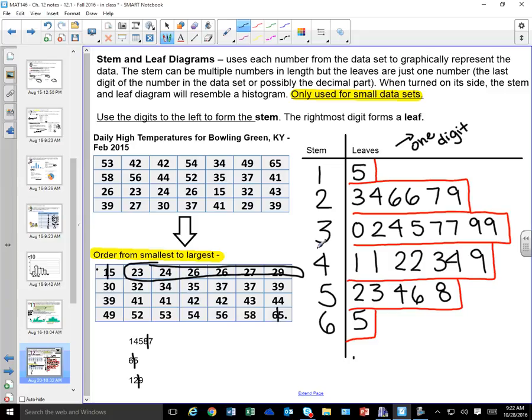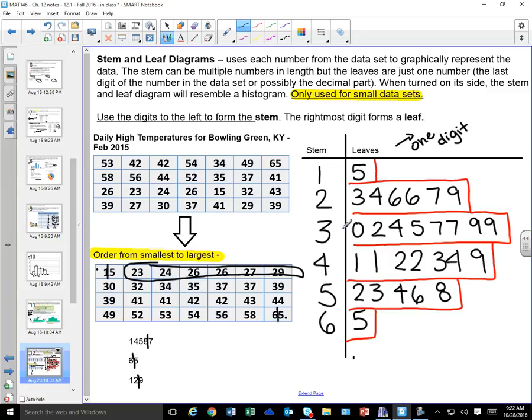For the 30s, I have a 3, 0, 2, 4, 5, 7, 7, 9, and 9. Notice that if you have numbers that are repeated, you do put all those repeated numbers in there. I know when we're listing different things in math, sometimes we don't list multiples of things, but on this one we do. I want to know that there were 2 days that were 26 degrees. I don't want to just say 26 occurred twice, so I'll write it down once. No, we want to represent how many days had those temperatures, so we list all those repeated numbers.